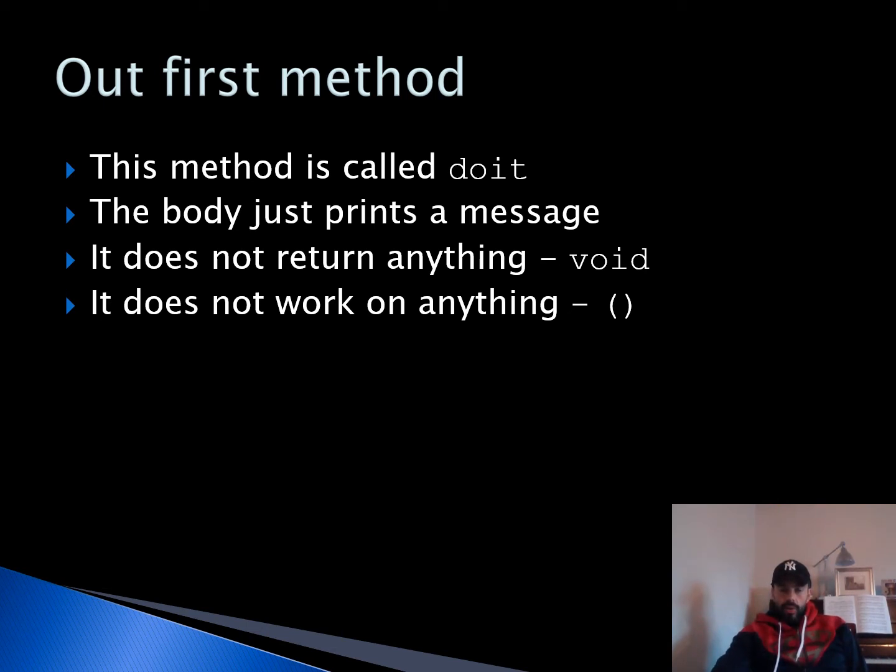This is me trying to assimilate the previous lecturer's stuff with mine as well. So he had this example which I've kept. So this method is called do it. Do it. Yes. Emperor Palpatine, Senator Chancellor Palpatine. Do it. You know, kill him. Do it now. Sorry. The body just prints out a message, does not return a value, so it's void, and it does not work on anything, so there are no parameters associated with it. Okay. Handsome boy, isn't he?